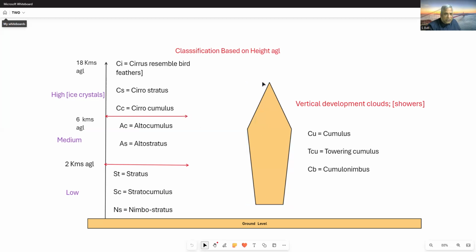Then there are vertical development clouds where the base may be in low or medium and top may be in medium or high. Development is vertical. And these clouds will generally give you showers. Okay, some clouds like stratus, etc., give you drizzle. Now, nimbostratus, rain, but these clouds, generally the water is stored vertically up and the precipitation is in showers.